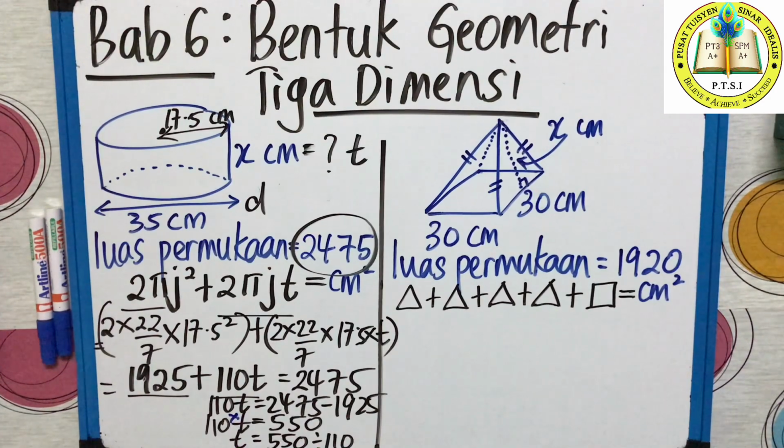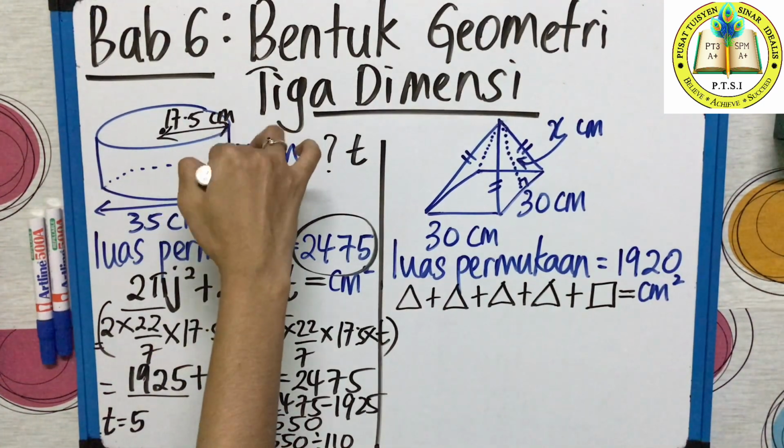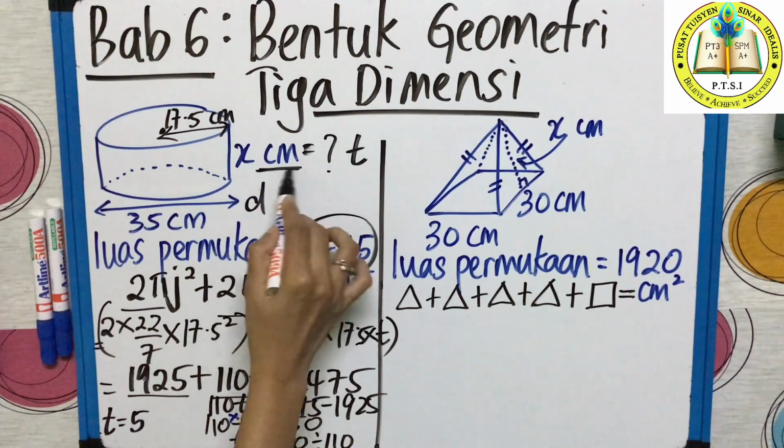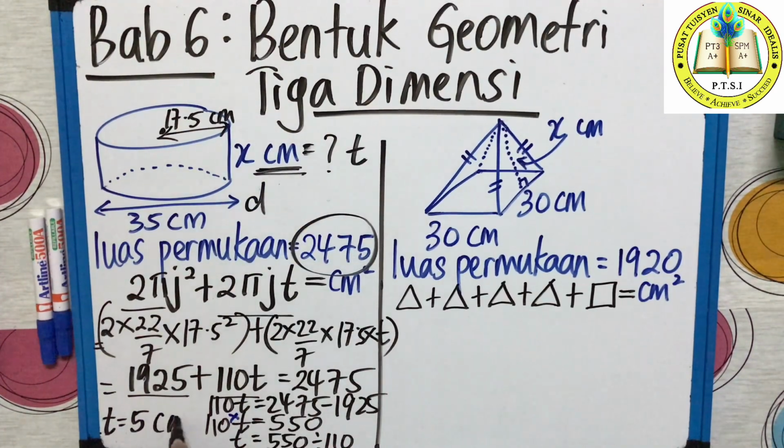Betul. Now when you press this in the calculator, you get the final answer, berapa? Berapa kamu dapat kelas? You get 5. So jawapan T adalah 5. T is tinggi, right? The height. So the unit is cm. So you must put 5 cm. So this will be your final answer.